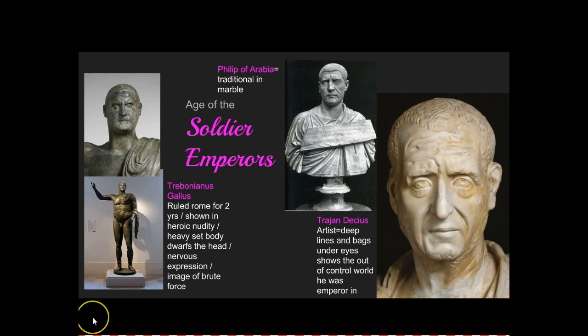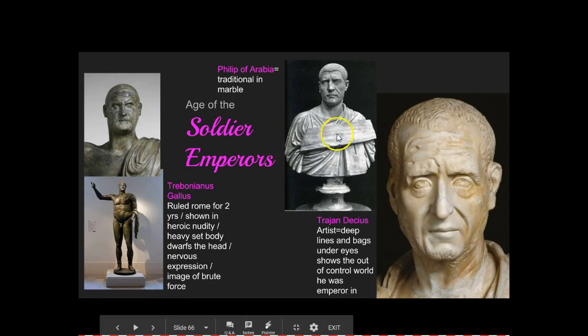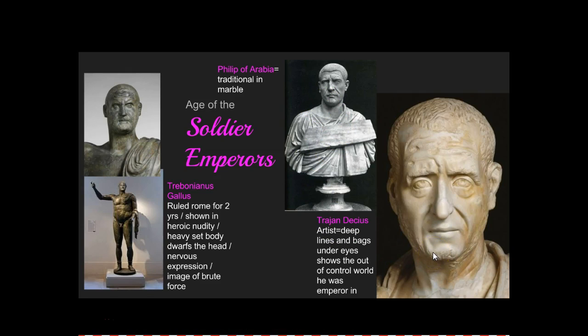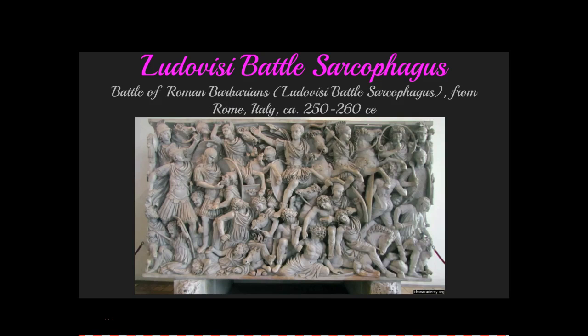So Gallus is in the nude, very strong stance. He's barefooted, again, meaning that he's heroic. And then we have over here Philip of Arabia. He looks strong, but more pondering, wise. And then we have Trajan Decius, who is different than the earlier Trajan we talked about. But we have deep lines and bags under his eyes that shows the out-of-control world when he was an emperor. It's really weighing on the culture of the time.